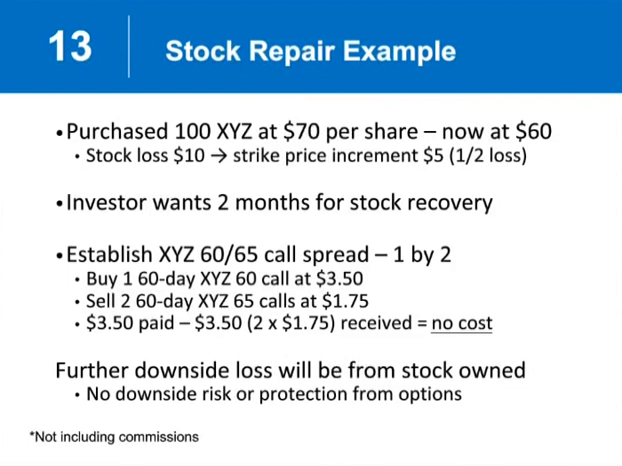creating this stock repair? Well, we're going to basically buy the at-the-money call, the 60 call, and sell 2 of the 65s. As I suggested, that's going to be a 1-by-2. In terms of prices in our example, we get to buy the 60 call for $3.50. We're selling 2 of the 65s for $1.75. So that turns out to be no cost. Obviously, the 1.75 times 2 is $3.50. So we do that for even money.